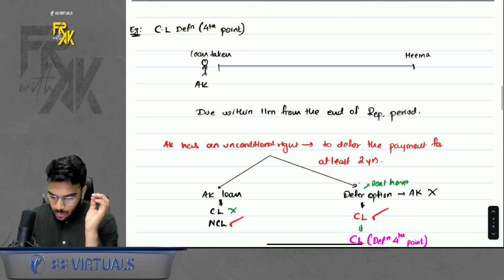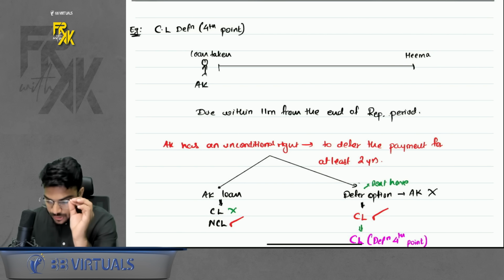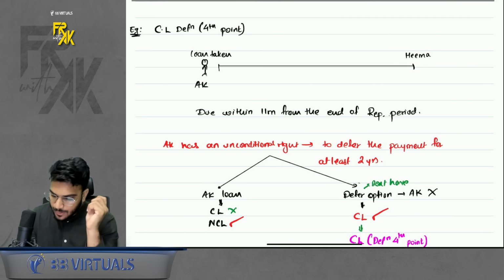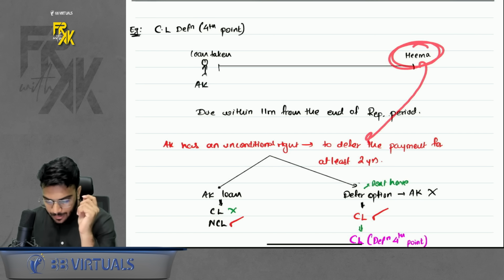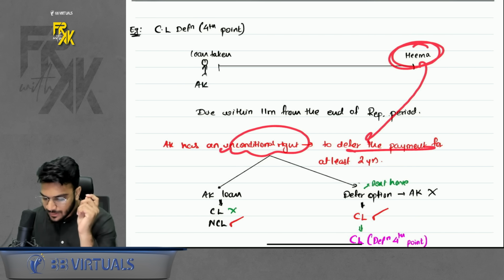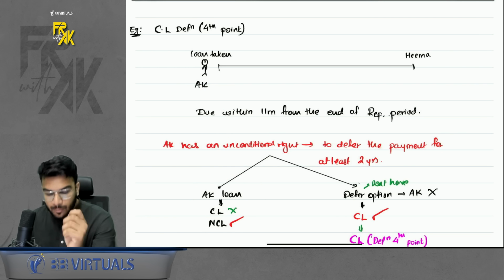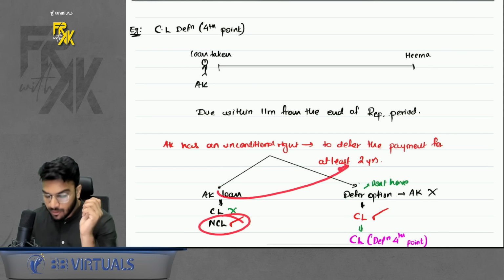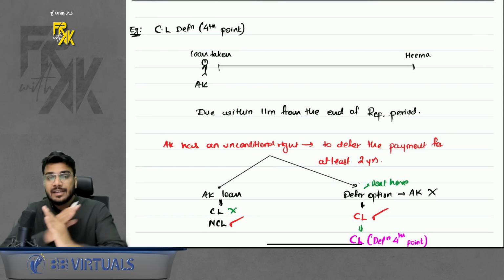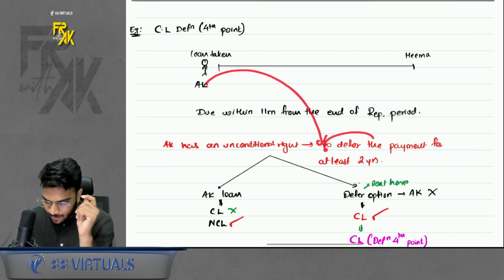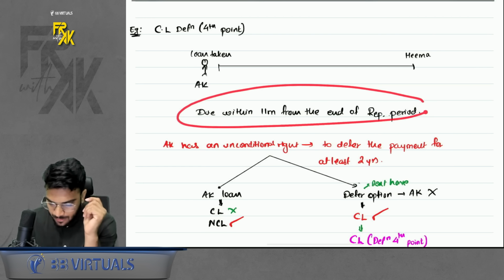Let's say I took a loan from Hema, okay, which is due within 12 months from the end of reporting period. So it is normally current, but Hema, being a nice person, gave me an unconditional right to defer the payment for 2 years. If AK has such right, can I say the loan will be non-current? Because now AK will make the payment after 2 years. But if AK does not have such deferment right, can I say the loan would have been current only?